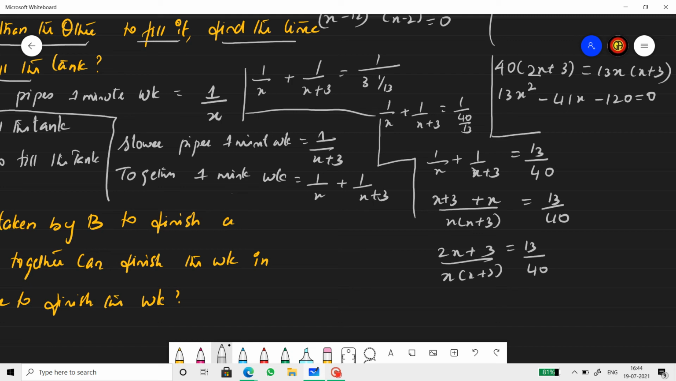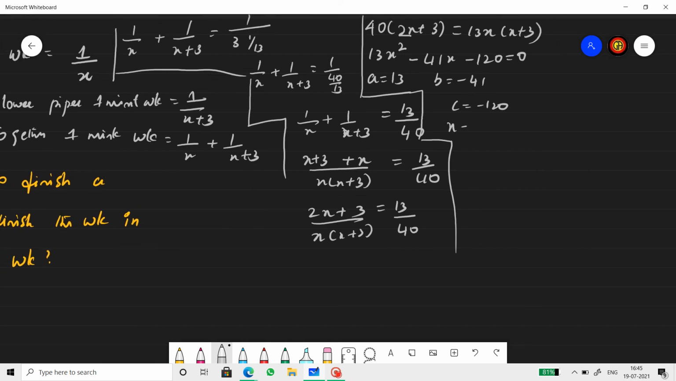Now if you can factorize using splitting the middle term, do it. Otherwise, use the quadratic formula. If you use the quadratic formula, you use a as 13, b as minus 41, c as minus 120. Solve and you will get the value of x. So applying the formula, x equals minus b, that is 41, plus or minus root of minus 41 square minus 4 into 13 into minus 120, whole divided by 2 into 13.